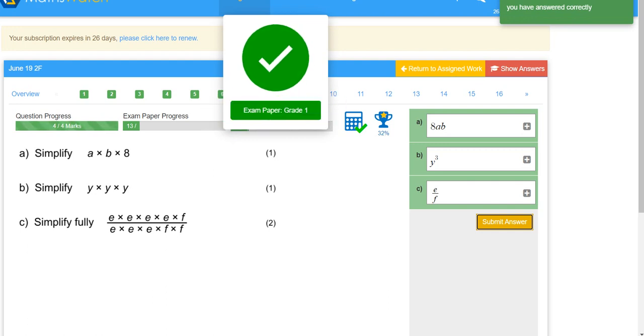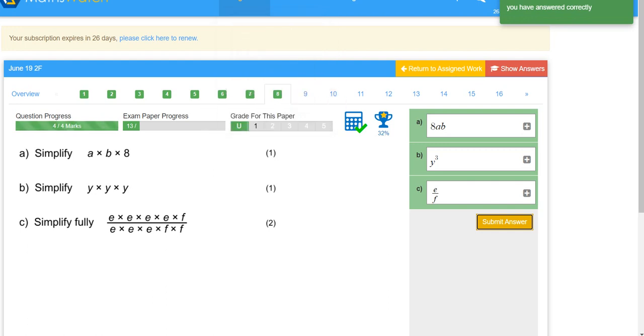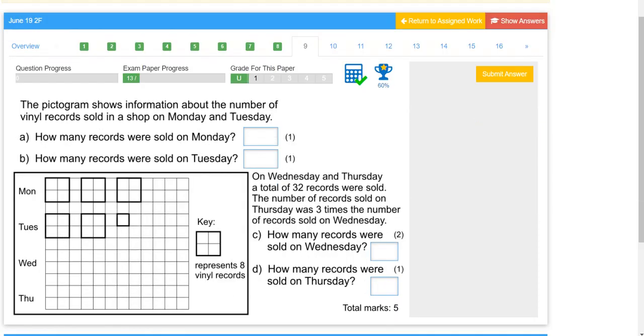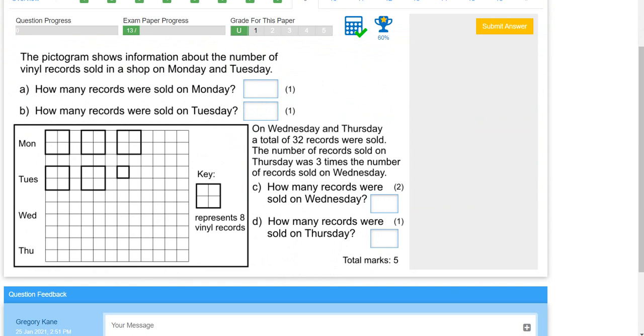And now we've moved on to grade 1. We've got that many points. That's good. But that's the simpler stuff. We need to move on and engage with the slightly harder stuff. So we have some records. This is a pictogram. I'm told this is 8, not 4.